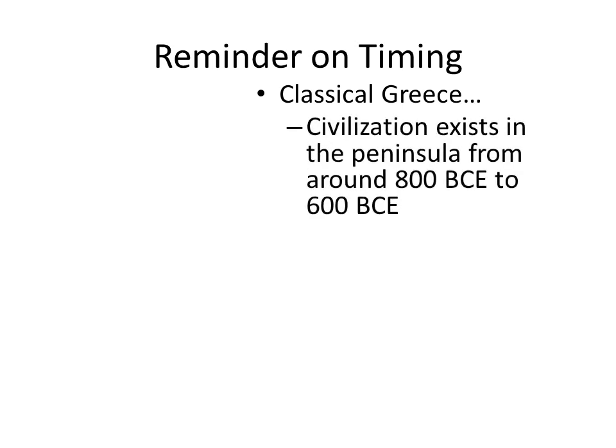So let's just talk about when this is happening. Quick reminder on timing. When we say classical Greece, we're talking about the civilization on the peninsula where Athens is, from about 800 BCE to 600 BCE. So kind of as Egypt is weakening after thousands of years of great power, some of that power, some of the culture of Egypt transfers over to Greece. In fact, it's a Greek historian, Herodotus, who even defines what Egypt is.